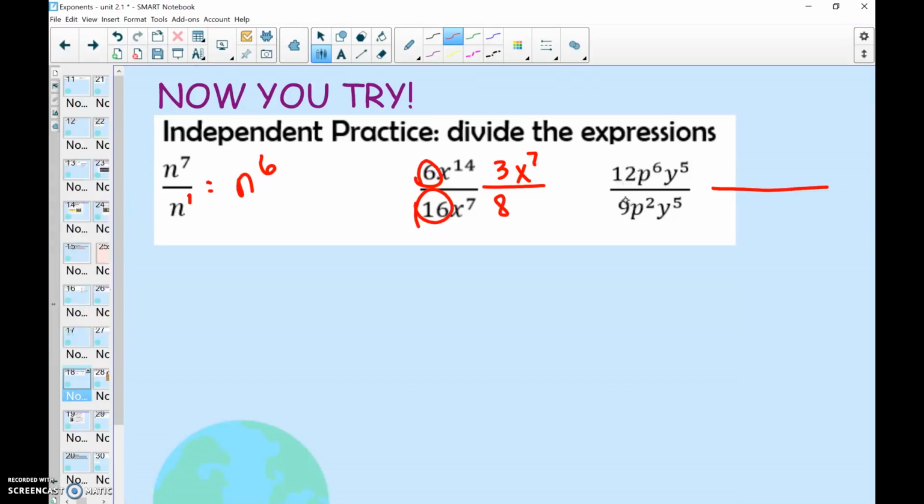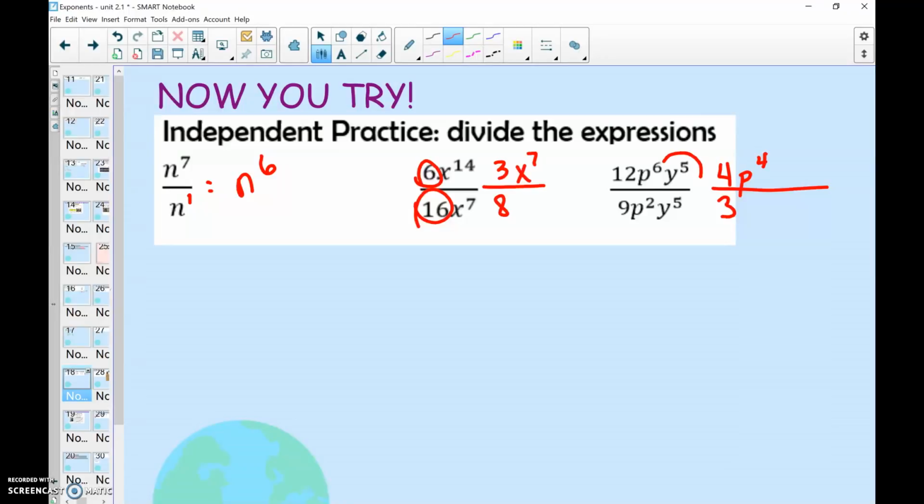Last one, 12 and 9. I can divide both of those by 3. 12 divided by 3 gives me 4. 9 divided by 3 gives me 3. And then I start looking at my exponents. I have p to the 6th power, p to the 2nd power. There's more in the numerator, so I'm going to keep my answer up here. 6 minus 2 gives me 4.